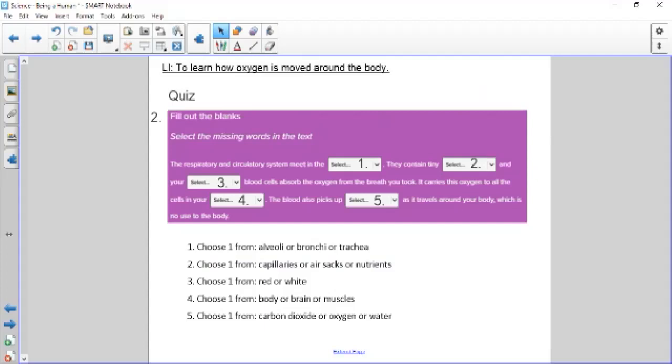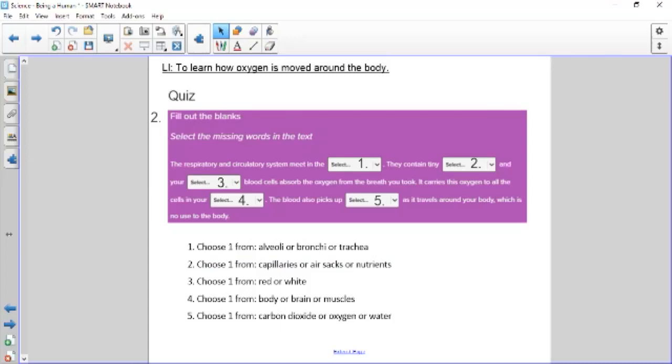So the respiratory and circulatory systems meet in the number 1, either alveoli or bronchi or trachea. They contain tiny number 2, either capillaries or air sacs or nutrients. And your number 3 is either red or white blood cells. Blood cells absorb the oxygen from the breath you took. It carries this oxygen to all the cells in your number 4, either body or brain or muscles.